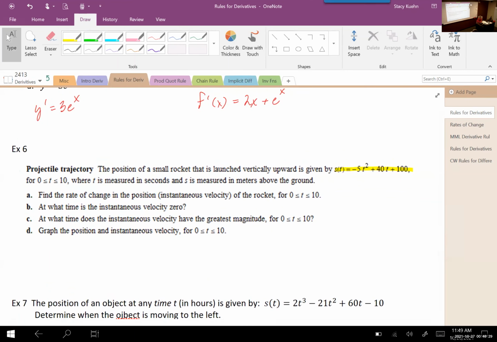Anybody taking physics in here? Or is that next semester? Next semester? How many of y'all had physics in high school? Okay, you probably know most of this stuff, so we won't go too far into this.